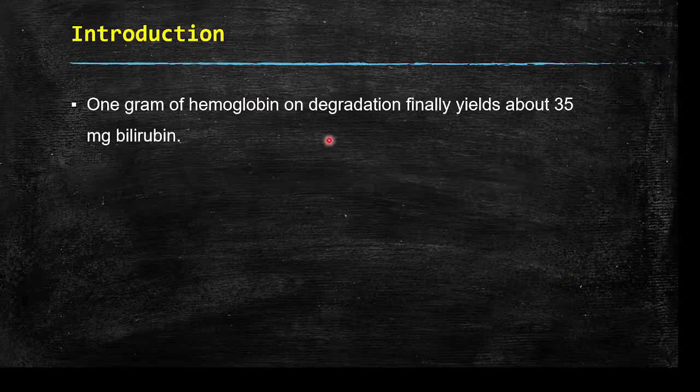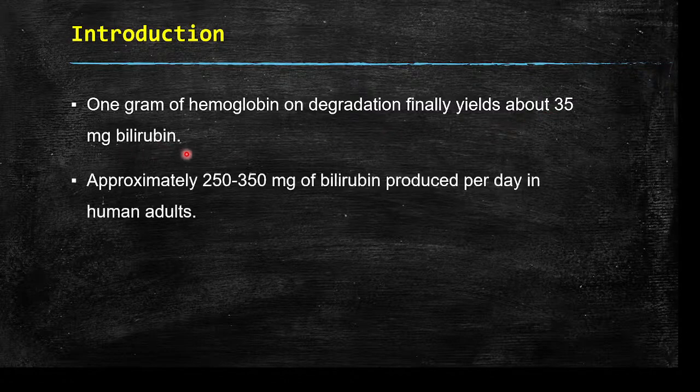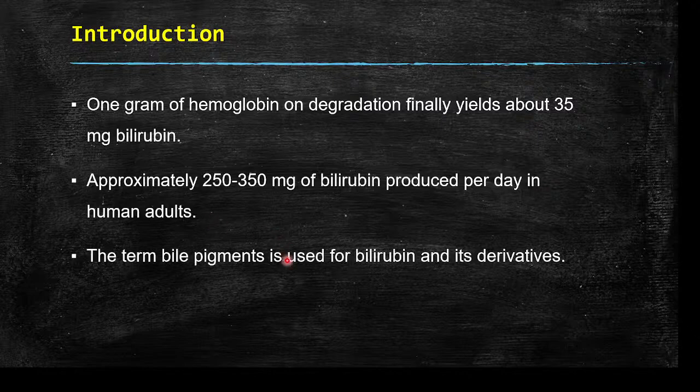So 1 gram of hemoglobin on degradation finally yields about 35 milligram of bilirubin. Approximately 250 to 350 milligram of bilirubin is produced per day in a human adult. The term bile pigment is used for bilirubin and its derivatives.